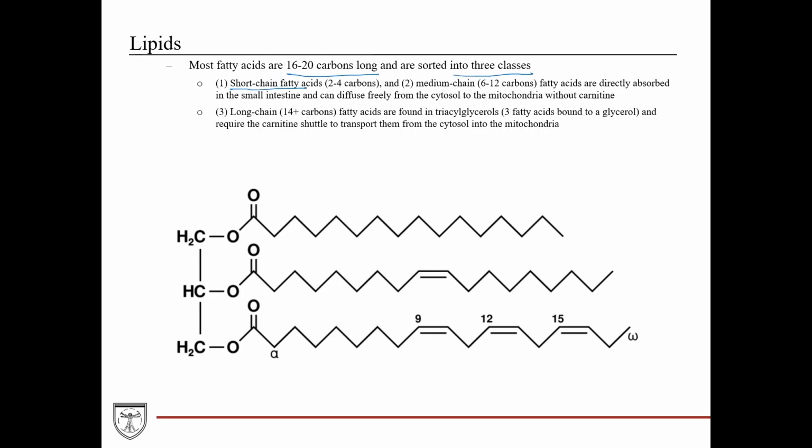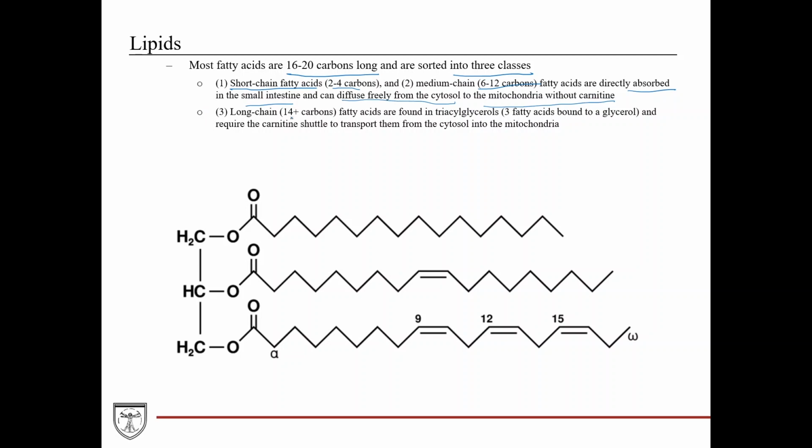So you have the short chain fatty acids that are 2 to 4 carbons, and then you have the medium chain fatty acids that are 6 to 12 carbons. And these are directly absorbed in the small intestine and can also diffuse freely from the cytosol to the mitochondria without the carnitine shuttle. And the significance of this statement is that these medium chain fatty acids are able to cross lipid membranes, both at the small intestine level and also in the mitochondria, and they don't need this shuttle.